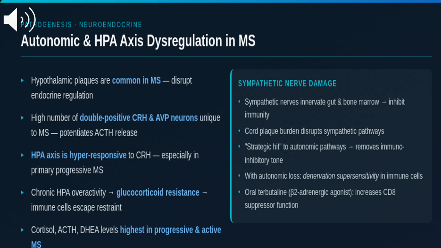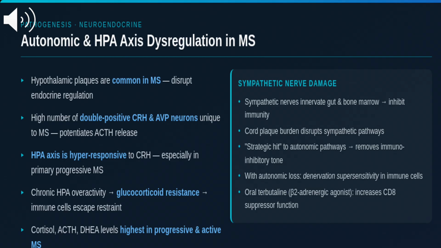MS is unique in having a high number of double-positive neurons co-expressing corticotrophin-releasing hormone and arginine vasopressin, a pattern not seen in other neurological diseases and which appears to reflect chronic hypothalamic inflammation. Since arginine vasopressin potentiates ACTH release, this results in elevated cortisol levels, which may paradoxically inhibit hypothalamic lesion load through negative feedback.